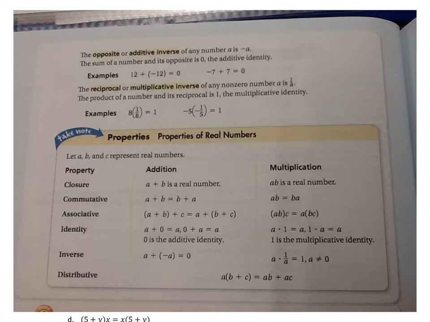And associative, you can group things differently. So A plus B, I can add those together first and then add C, or I can add B and C together first and then add A.